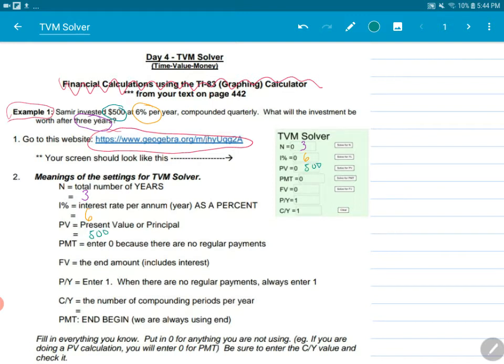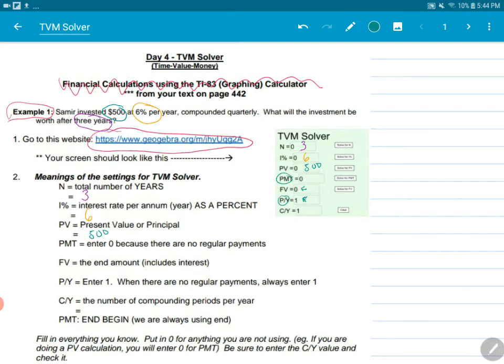PMT just means payments, but we're not talking about regular payments right now or at all, so you don't ever need to change it. You just need to make sure that it's 0, so we're good. FV is the future value, which is what you're trying to solve for, right? What's it going to be worth in 3 years? So we just leave it as a 0 for now. See how this is a 0 over there? We're just going to leave it because that's what we're going to solve for in the end. We don't know the future value. That's the whole point of doing these calculations. P/Y is also talking about regular payments. We are not dealing with that, so you just make sure that you leave it as 1, has a 1 there, so we're good. So PMT and P/Y you never touch.